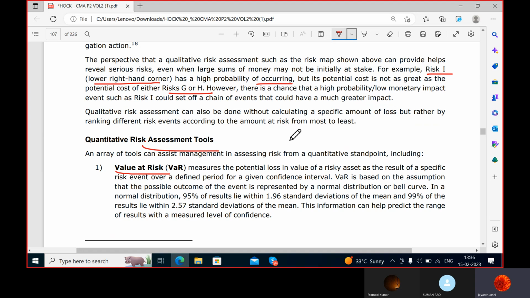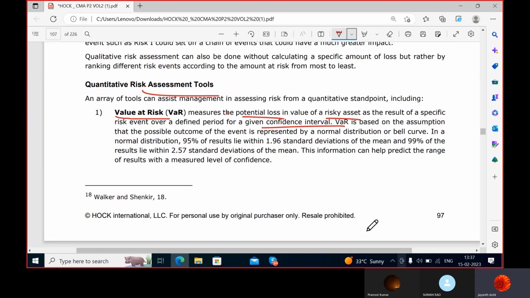So what does it mean? See, it measures the potential loss in value of a risky asset as the result of a specific risk event over a defined period for a given confidence interval. So I'll tell you how. This is a normal distribution curve, a bell-shaped curve. Okay, and confidence interval means what? It is the level between which your parameter lies.